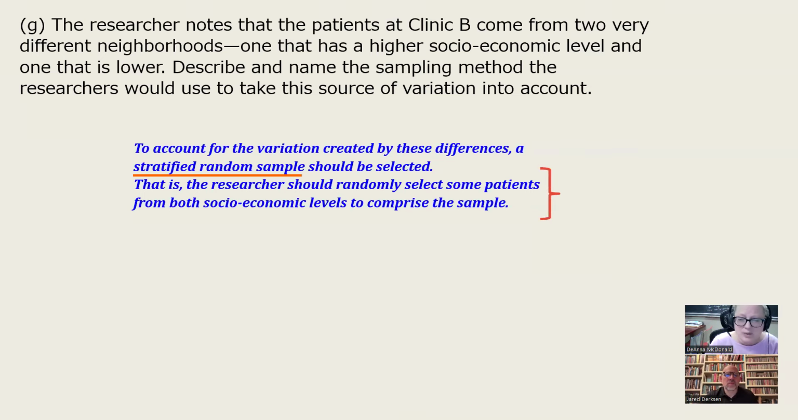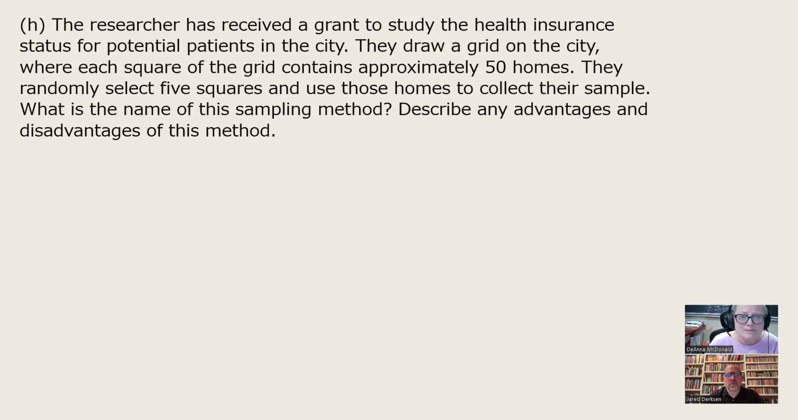So this is the description of how it happens. A researcher received a grant to study the health insurance status for potential patients in the city. They draw a grid on the map of the city, and each square has roughly 50 homes in it, and they randomly select 5 of the squares and use all of the homes from those 5 squares to collect their sample. So the question is, what's the name of this sampling method, and describe any advantages or disadvantages to this method.